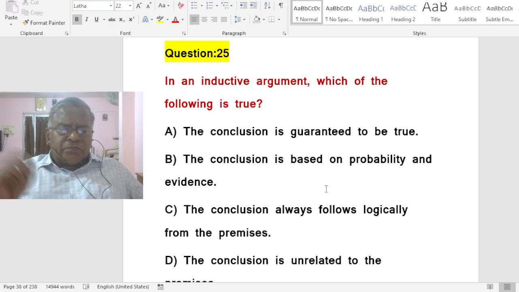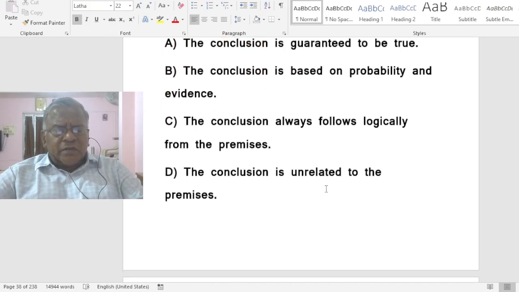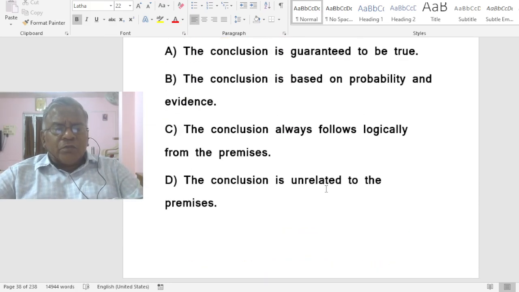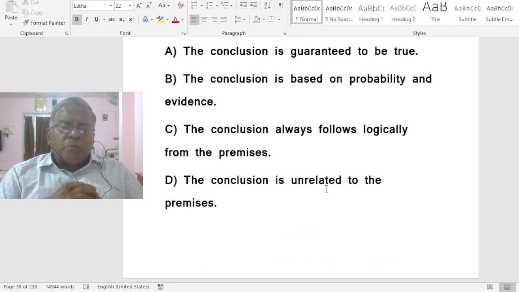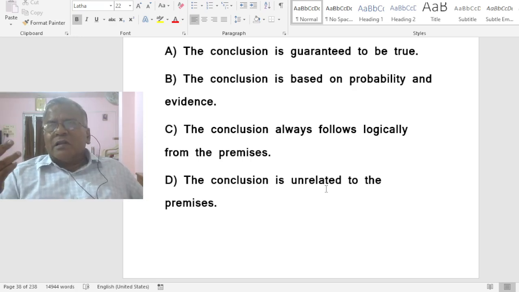Okay, see the B option. The conclusion is based on probability and evidence. The conclusion always follows logically from the premise. The conclusion is unrelated to the premises. These are all distractions. B, the conclusion is based on probability and evidence, is the one. Now, as we have already seen, 90% of the observed swans are white. So that is evidence. Almost 90% of the swans which you see are white.